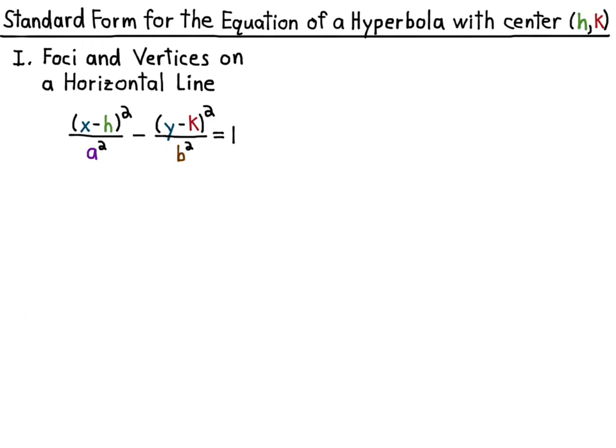1. There's always that 1 on the right side with these and ellipses and circles. Well, not circles, we have an r squared there, just these and the ellipses.